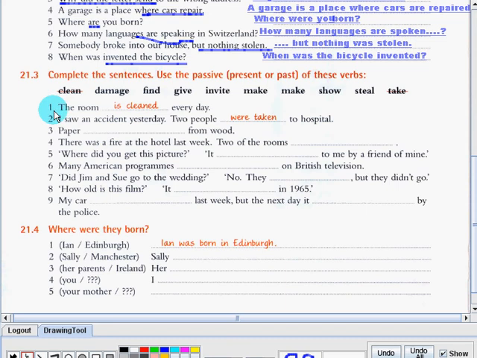The room is cleaned every day. Okay, this is present form. Alright, in present passive form. Next, I saw an accident yesterday. 2 people were taken to hospital. This is past. Okay, now you have to do number 3 to 9.